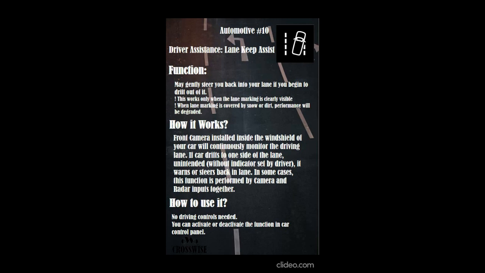How does it work? The front camera inside the windshield of your car continuously monitors the driving lane. Unless the drift is intended by the driver, like setting the indicator to left or right, the system warns the driver that there is a drift in the lane and steers back into the lane. Sometimes this is performed together with camera and radar.